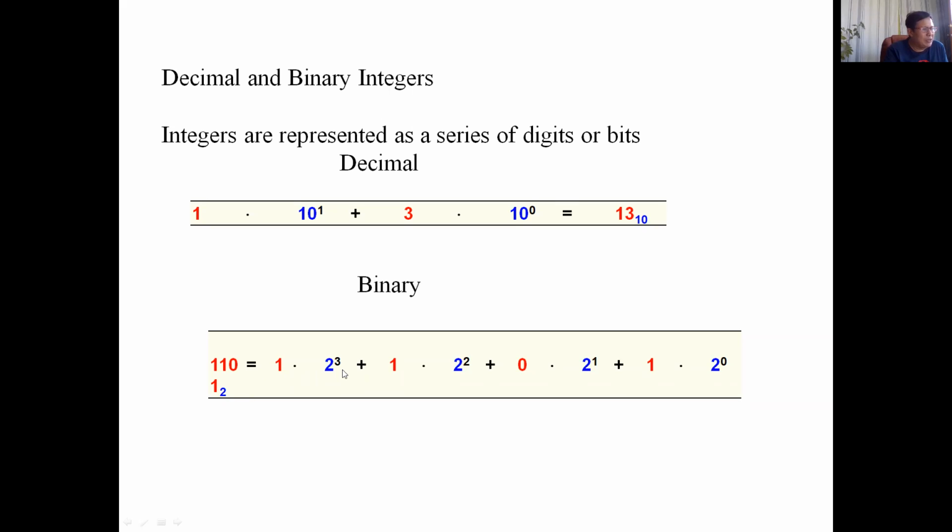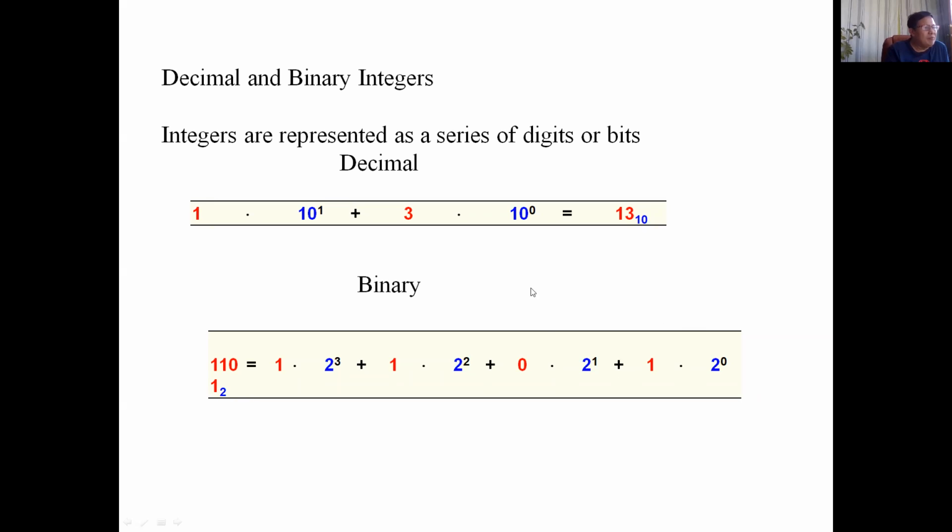1101. The first one will have a place value of 2 to the 3, which is 8. The second one will have a place value of 2 squared, which is 4. So 8 plus 4 is 12. The zero signifies 0 times 2 to the 1, it's a 0. And the last one is 1 times 2 to the 0, which is 1. So we'll have 8 plus 4 plus 1. So that's 13. Do you follow?